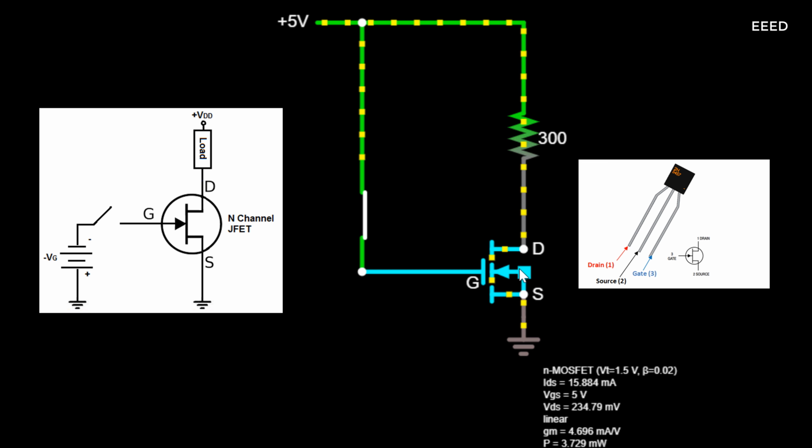How to turn off an N-channel JFET. To turn off the N-channel JFET, there are two steps you can take. You can either cut off the bias positive voltage, VDD, that powers the drain. Or you can apply a negative voltage to the gate.